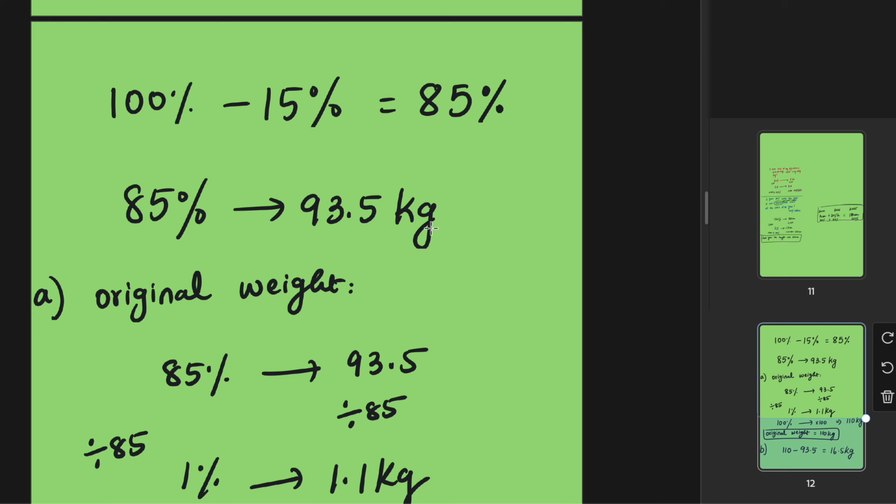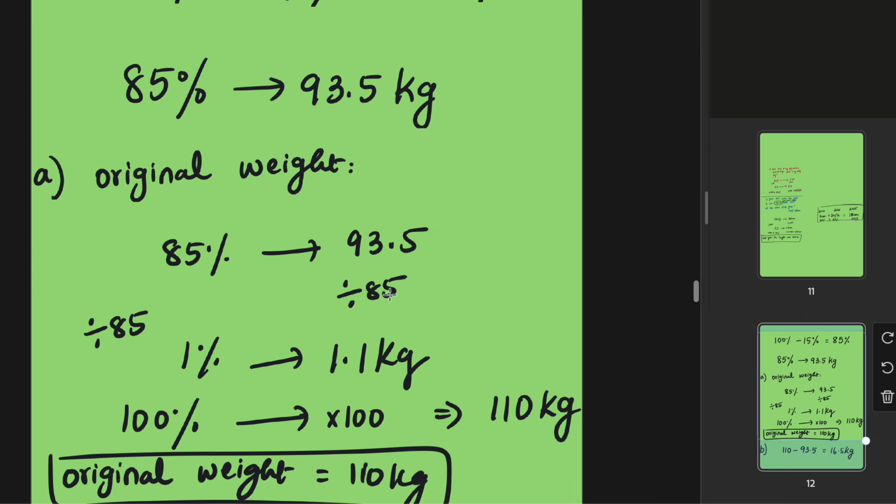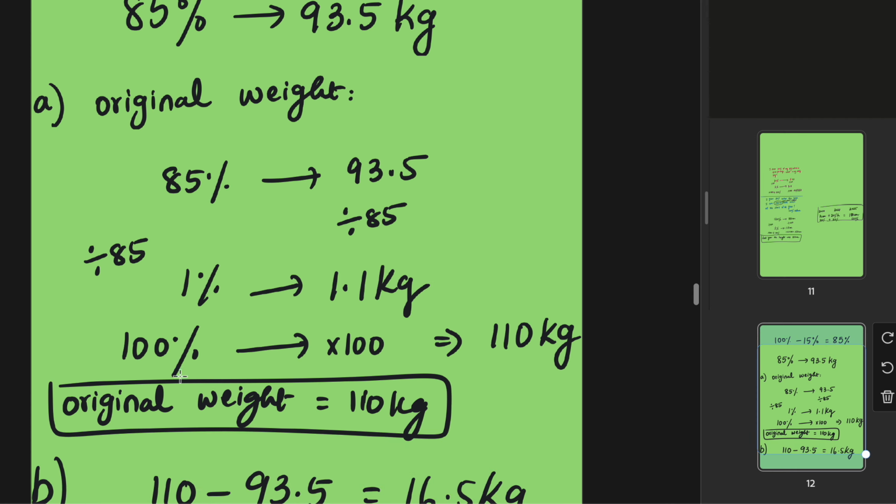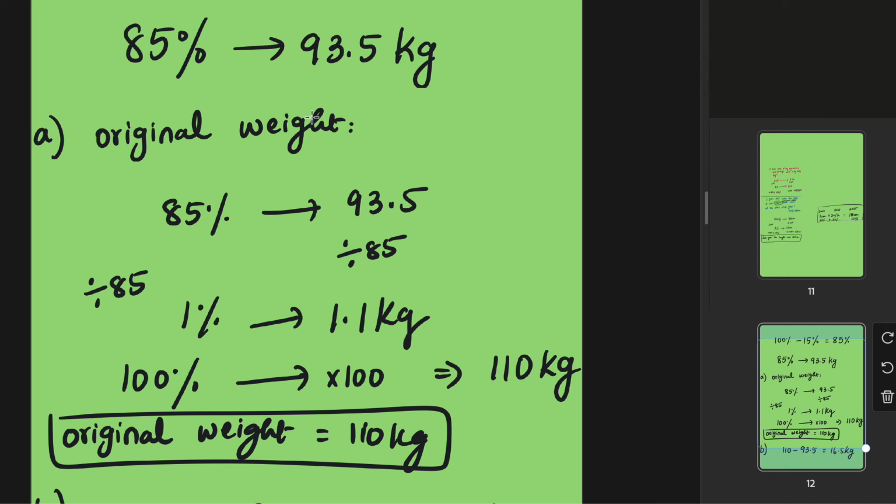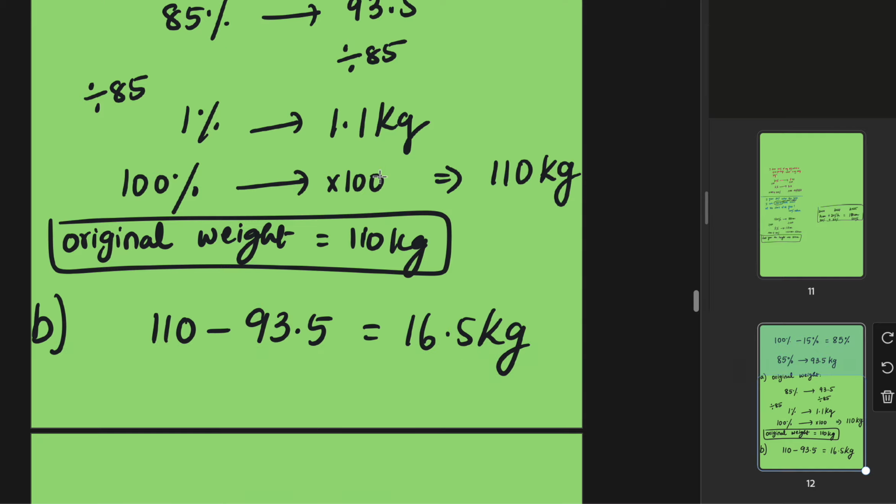85% is 93.5 kilos. So we are going to divide both sides by 85. 1% is 1.1 kilogram. To get to 100%, times it with 100. So the original weight was 110 kilograms. With the loss of 15% of the weight, they dropped their current weight to 93.5 kilos. Whoa, that's wonderful.